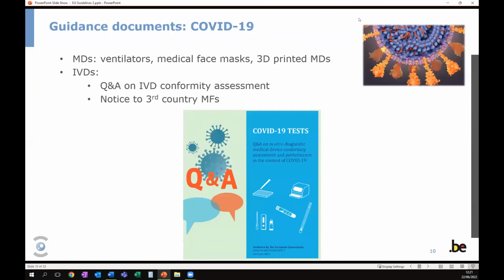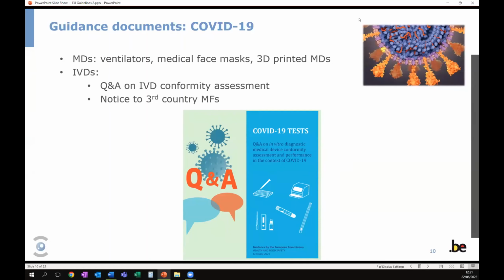So I now listed a few examples of guidance documents, and obviously it will be no surprise that many recent guidance documents deal with COVID-19 specific issues. So there's a few guidances for medical devices related to COVID-19, being guidances for ventilators, for medical face masks, for 3D printed medical devices. But the majority of guidances obviously deals with SARS-CoV-2 tests.